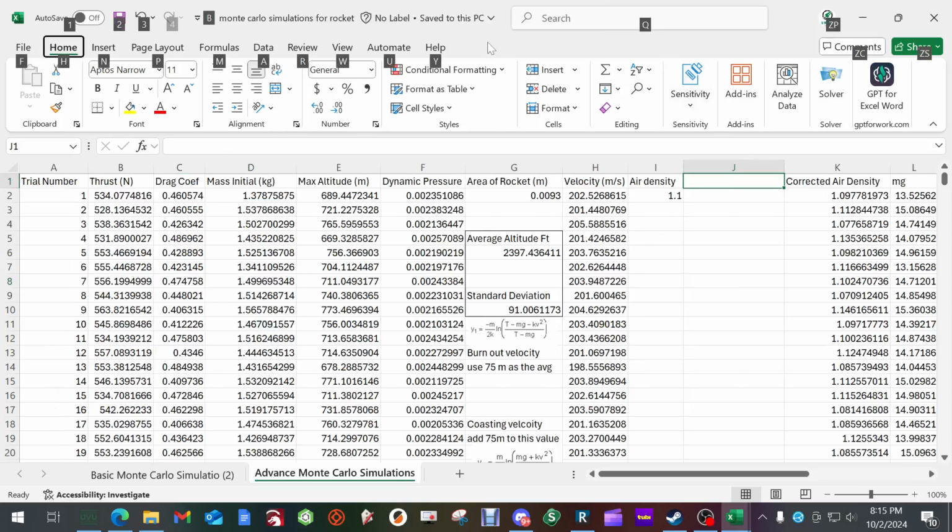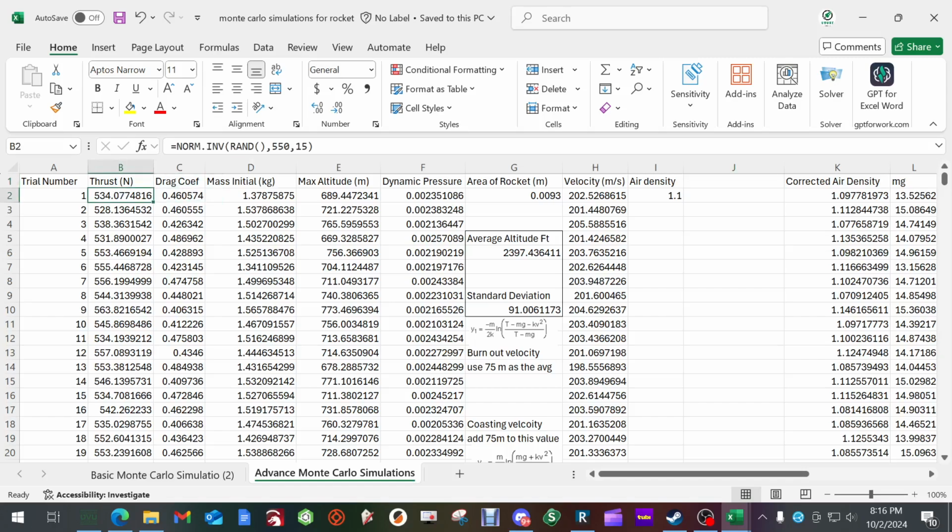Okay, so I went ahead and opened up the Monte Carlo simulations so that you can see. I'm not going to show step by step. I'll show you the formulas, but I'm not going to do everything step by step. So you saw how I did the trial number. Now let's look at the thrust. I have a normal distribution, some sort of random number, 550 and then 15. So what does this all mean?